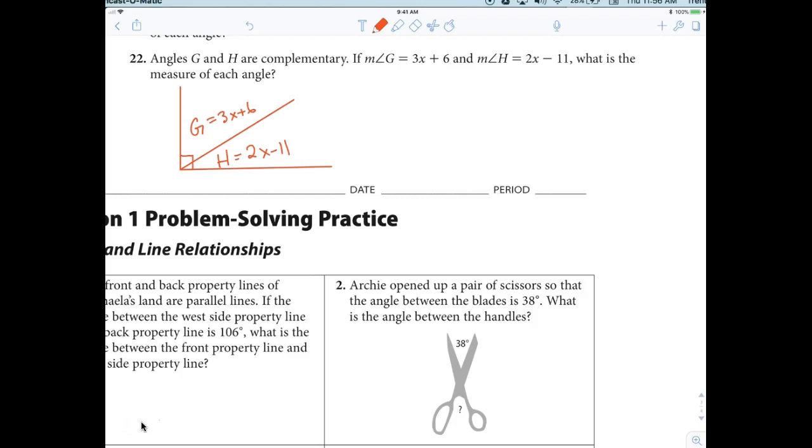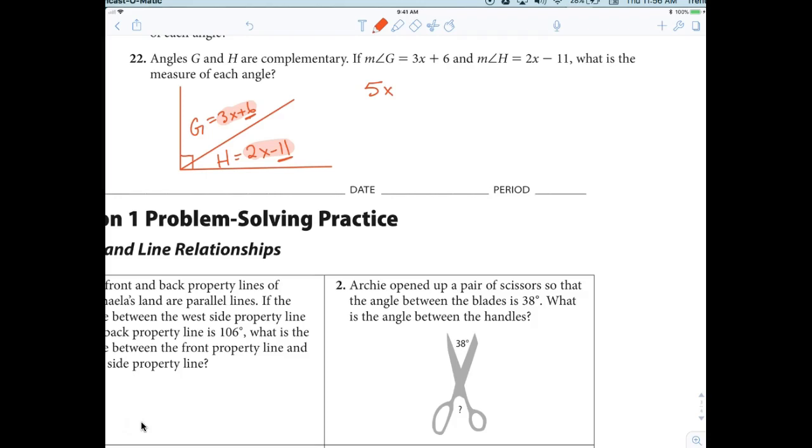Listen to what I just said. They add up to 90. So I'm going to take these two angles right here, and I'm going to add them together. Well, what's 3x plus 2x? 5x. And then I'm going to add positive 6 and negative 11. What's positive 6 and negative 11? Negative 5.